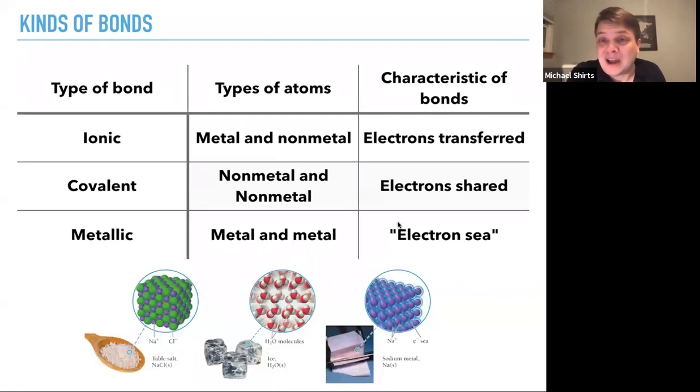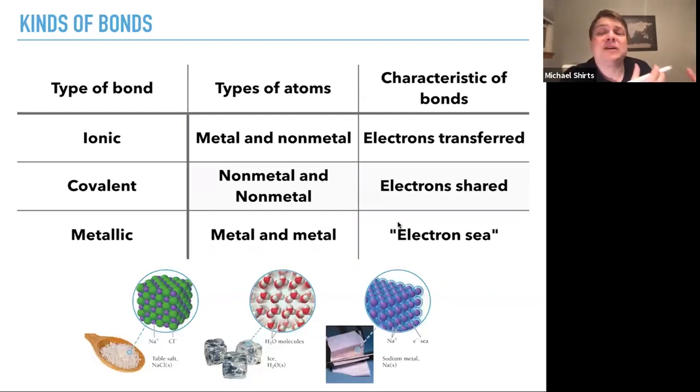We talked a little bit about how metal atoms generally want to give up their electrons. Non-metal atoms want to take on electrons, and so that works pretty well. The metals get rid of the electrons, they go to the non-metal, and you have ions, and those form ionic compounds. So covalent compounds are usually between non-metals and non-metals.